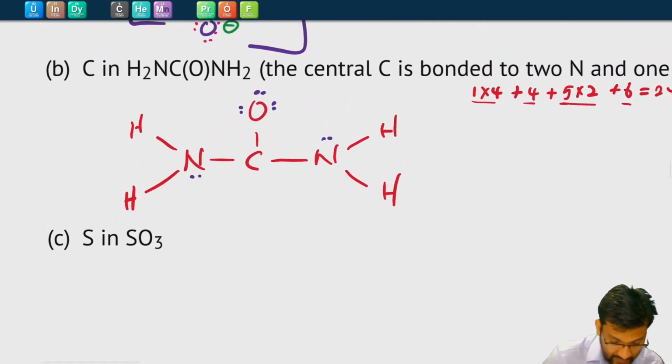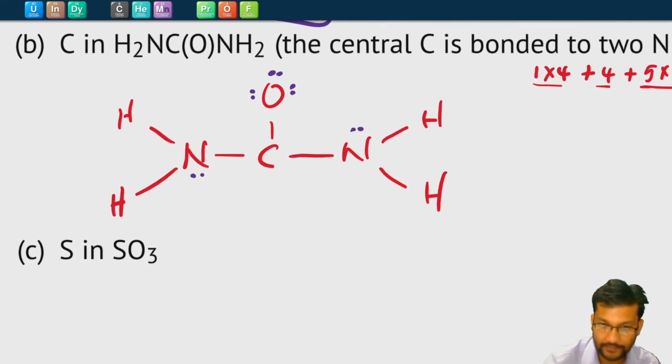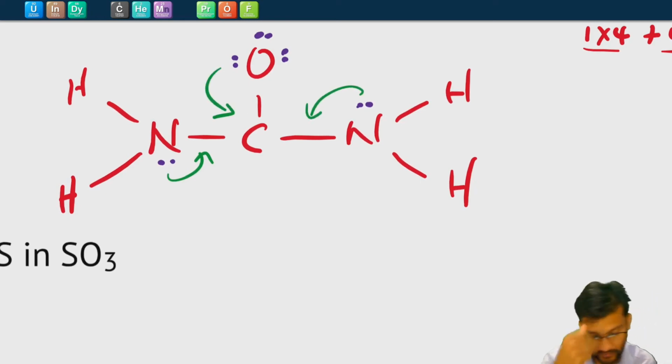So what do we have? Well, the carbon in the center doesn't have a full octet. It needs to fill its octet. So what are all the possibilities? This nitrogen could share 2, this nitrogen could share 2, or this oxygen could share 2. Well, which one do we think would happen?